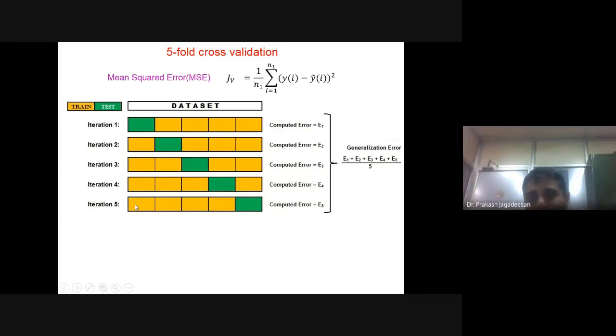So I'll estimate the parameters. Then I'll compute what is called the generalization error, which is nothing but the average value of the mean squared error. So that is the computed error: E1 plus E2 plus E3 plus E4 plus E5 divided by 5, because I have 5 iterations. So for different values of gamma, I'll compute this generalization error, for gamma equal to 1, gamma equal to 2, and gamma equal to 0.5. And then I'll find out for which value of gamma the generalization error is low.